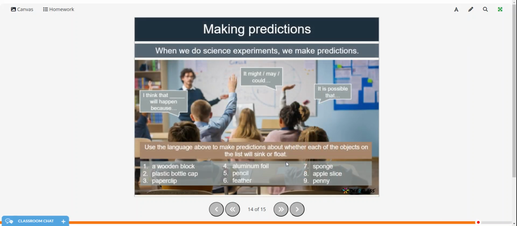So when we do science experiments, we make predictions. So I think X will happen because it might, it may, or it could, and it is possible that. So use the language above to make predictions about whether each of the objects on the list will sink or float.